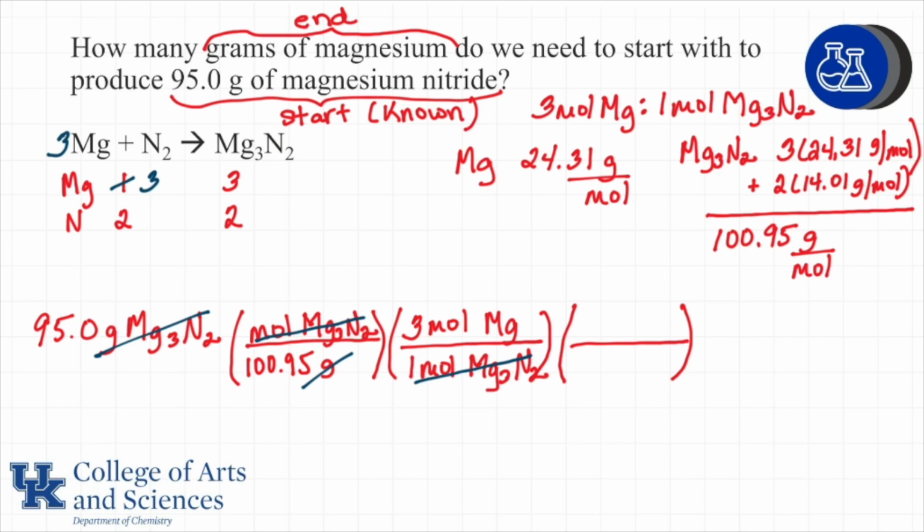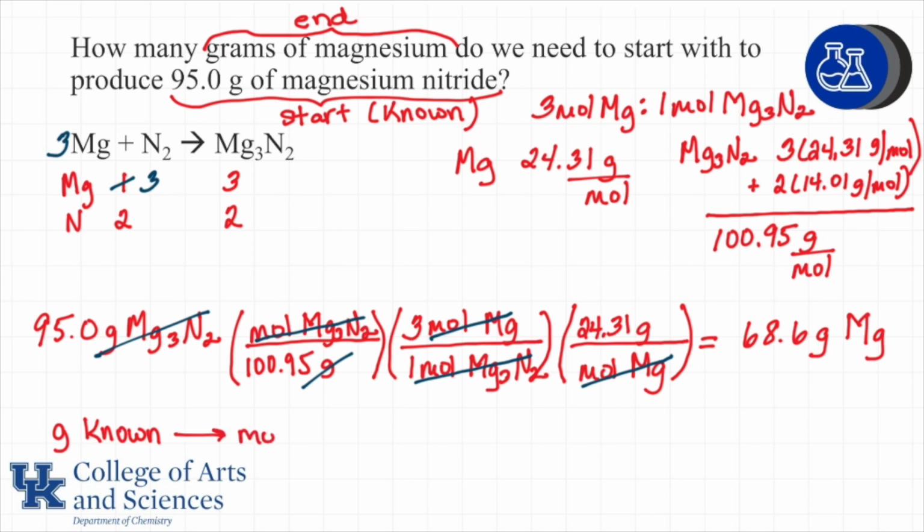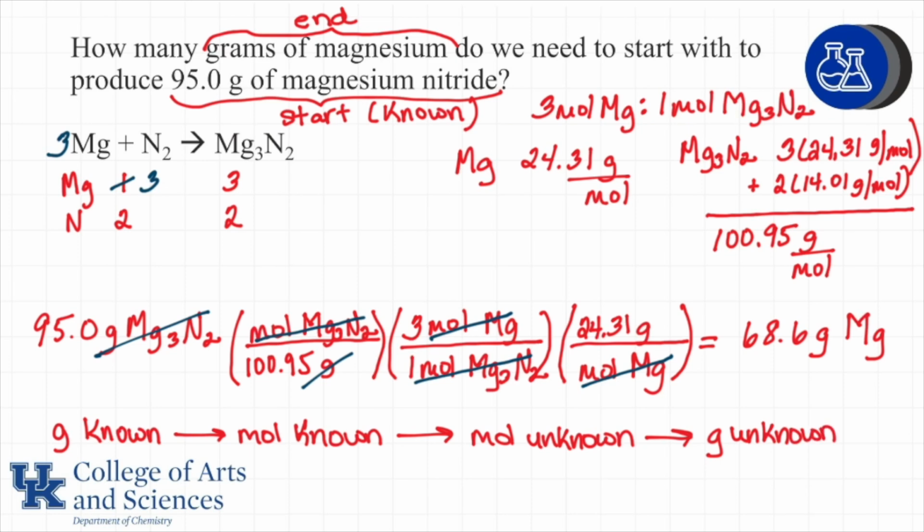Now that I have moles of magnesium, I can use the molar mass to get back to grams of magnesium. 24.31 grams per mole of magnesium. Moles cancel out, and I'm left with units of grams of magnesium, which is what I'm looking for. And I do the math and get 68.6 grams of magnesium. Note that I'm still putting my substances in at every step, including the answer, as well as all of the relationships in the problem. We started with grams of known here. We went to moles of known, moles of our unknown, and then grams of our unknown.